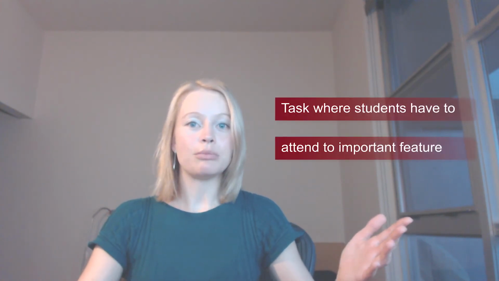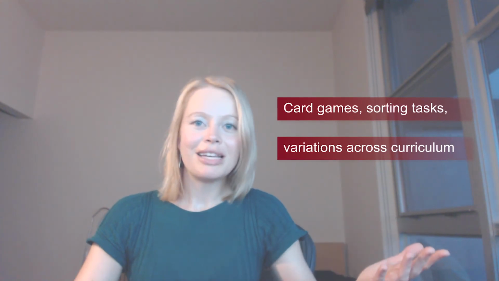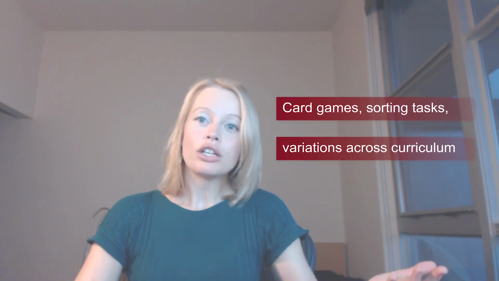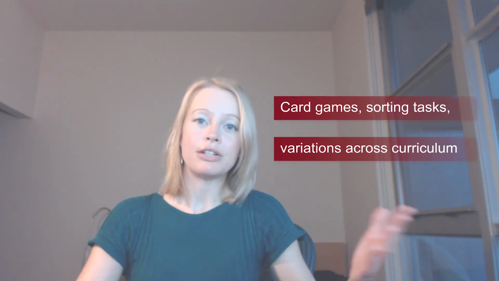And then we want to create a task where students have to attend to the important feature while disregarding the unimportant features. For example, we could ask students to judge which proportion is larger and give students many of these examples. But there are many ways to train students' intuition in this way without using technologies. You can use card games or sorting tasks, or you can just make sure that you use different examples throughout your curriculum that vary the irrelevant features and focus attention on the relevant features.